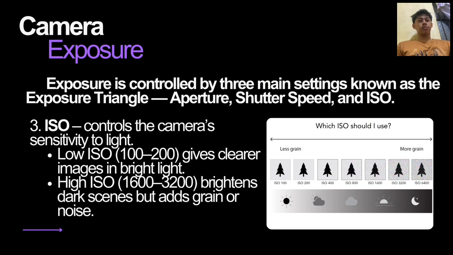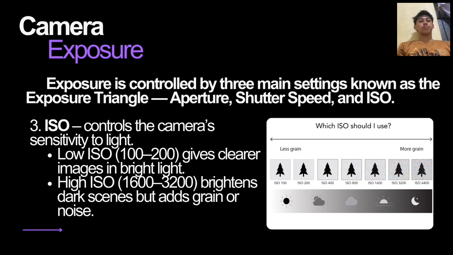Next is ISO. When we talk about camera settings, we often hear about aperture, shutter speed, and ISO. But did you know that ISO is not actually part of exposure? ISO doesn't control how much light enters your camera, but it simply brightens your photo digitally after the sensor captures the light. Think of it as your camera's built-in brightness booster.